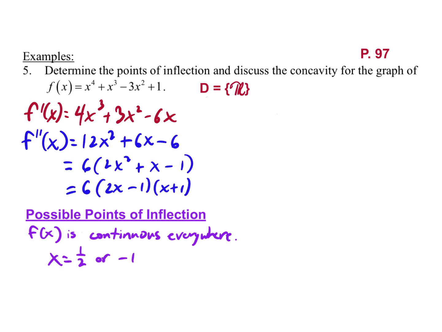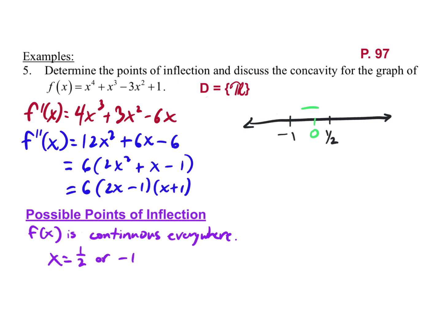So I can do my test with my number line. And so it's going to look like that, from -1, and I'm going to have a 1/2. So obviously, what's the easiest value to test here? 0. So I plug 0 into this, and I get a negative. So I know that that's going to be negative.